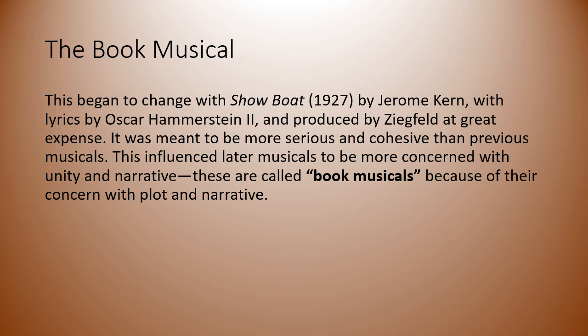This began really to change with Showboat in 1927 by Jerome Kern. And I wrote a little piece that you're supposed to read for this session about Showboat, and specifically about two of the songs in Showboat, Can't Help Loving That Man and Old Man River. And I want you to read that for this, and I'll talk about some of these things in greater detail there. This is a musical by Jerome Kern with lyrics by Oscar Hammerstein II. It was produced by Ziegfeld and was really meant to move away from the Follies to create this great musical, right? It was meant to be a great musical, and he spent a lot of money on it.